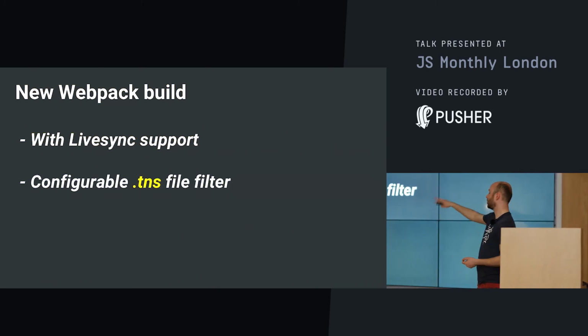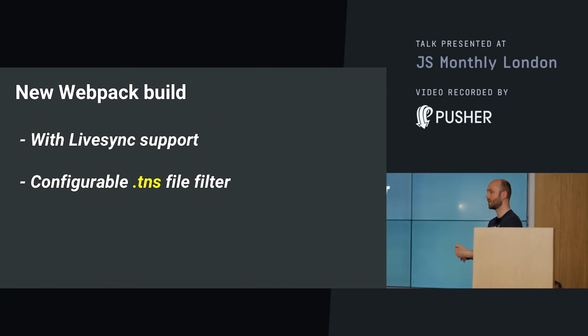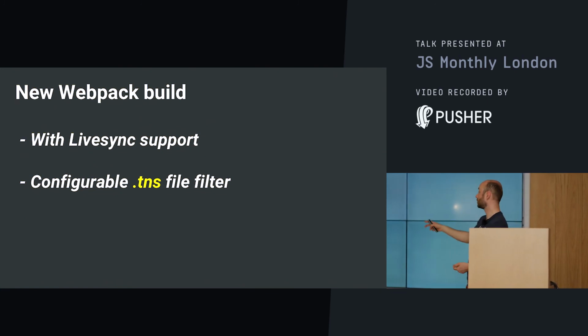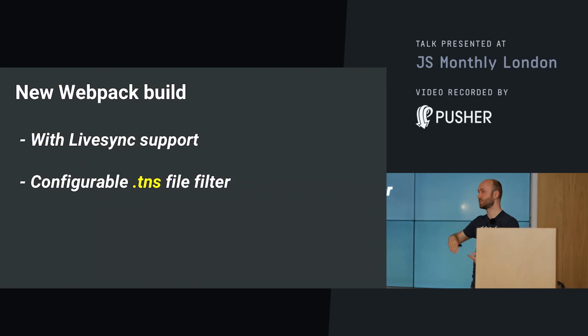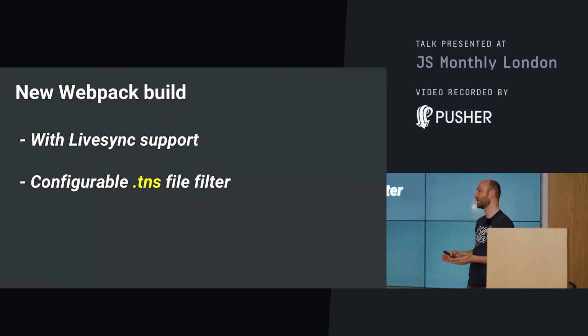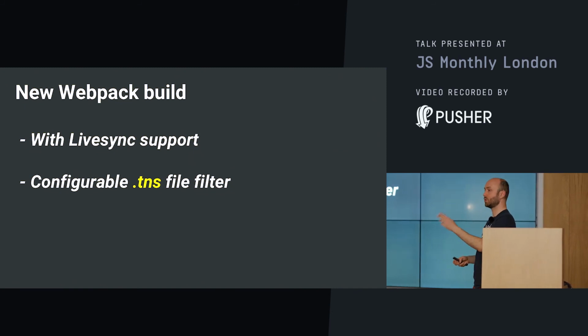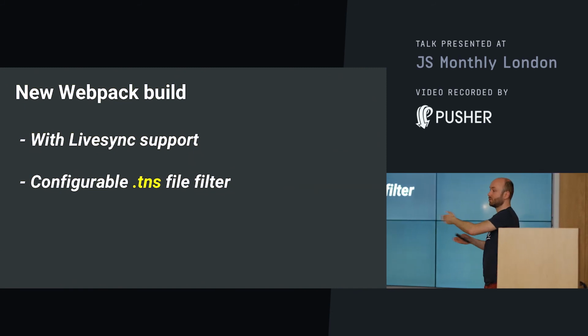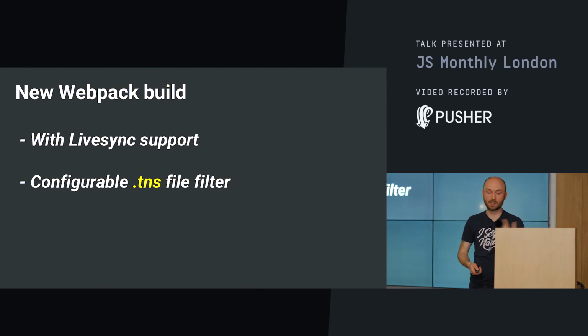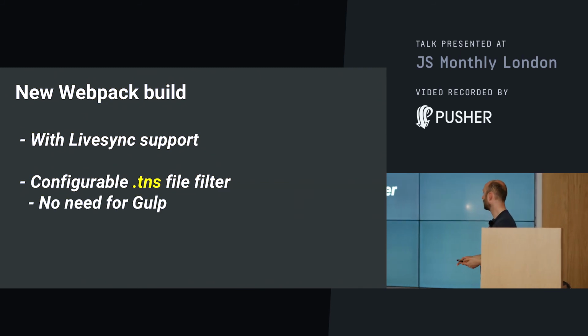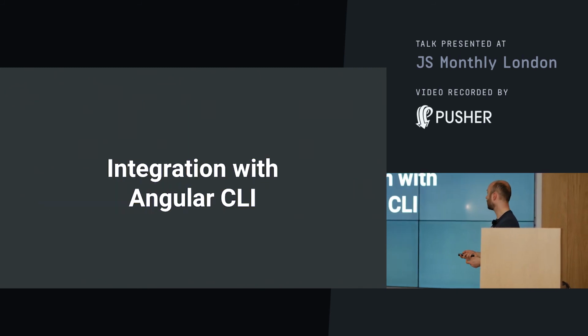Also, if you don't like the .tns extension, you'll be able to change it to whichever you want. And also, you'll be able to add your own extension to web files. Maybe you don't want to have home.component.ts. Maybe you want to have home.component.web.ts for web files and .tns for mobile. So that's definitely configurable. We won't use gulp anymore.